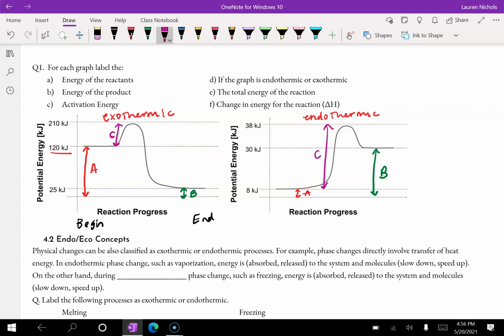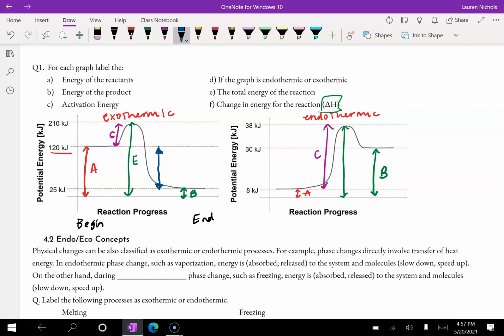So then E, which is the total energy of the reaction, that's the top of the hill all the way to 0. So in this case, that would be 210, or in the case of this particular endothermic graph, it's 38. But the top of the hill really just measures the total energy, or the highest energy that it will reach. And then your change in energy for the reaction is called delta H. Now remember, for an exothermic reaction and endothermic reaction, one will be positive and one will be negative. So what you do is that would be the energy from your reactants to your products.